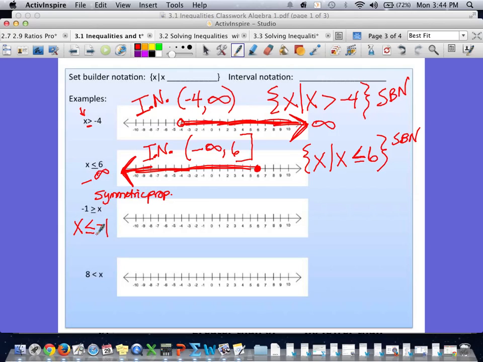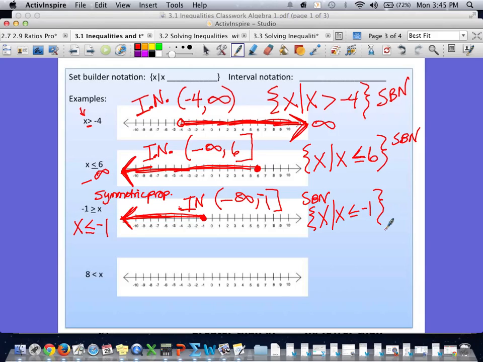All right, so now I go to negative 1 and put a closed circle. And it says x is less than that, so I'm going to shade this way. Okay, in interval notation, that would be from negative infinity to negative 1 and bracket. And in set builder notation, that would be brace x such that x is less than or equal to negative 1.